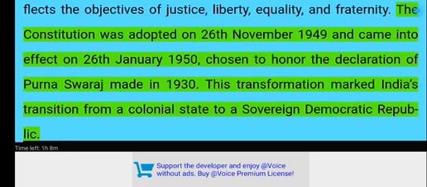The Constitution was adopted on the 26th of November 1949 and came into effect on the 26th of January 1950, chosen to honor the Declaration of Purna Swaraj made in 1930. This transformation marked India's transition from a colonial state to a sovereign democratic republic.